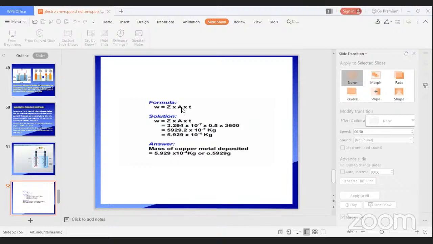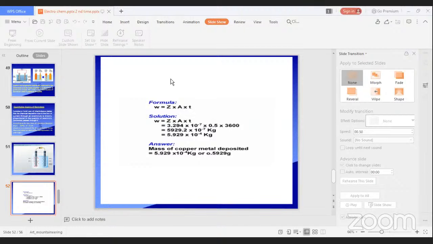A or I is current in ampere, T is time in second, Z is the electrochemical equivalent. These three values are given in the question. Z is given, A is given, T is given. So A and I are the same: current in ampere. T is time in second. Z is electrochemical equivalent.